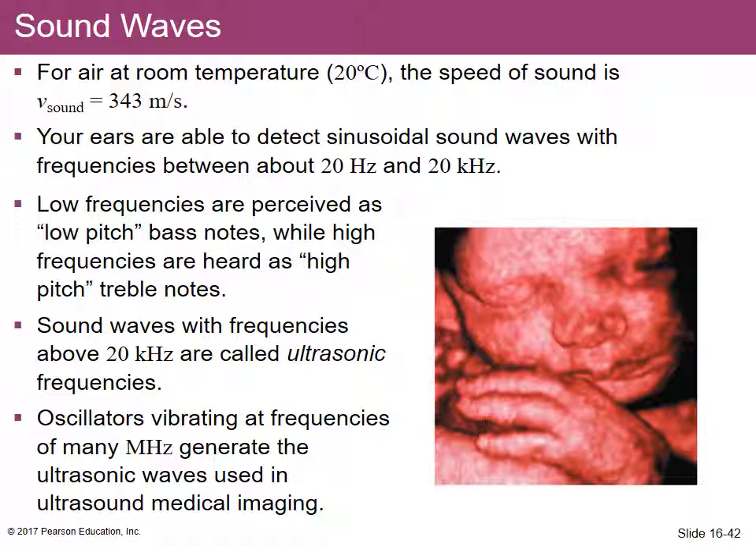For air at room temperature, about 20 degrees Celsius, the speed of sound is around 343 meters per second. Our ears are able to detect sinusoidal sound waves with frequencies between 20 Hz and 20 kHz. Higher frequency waves are called ultrasonic and are used in medical imaging and dog whistles.